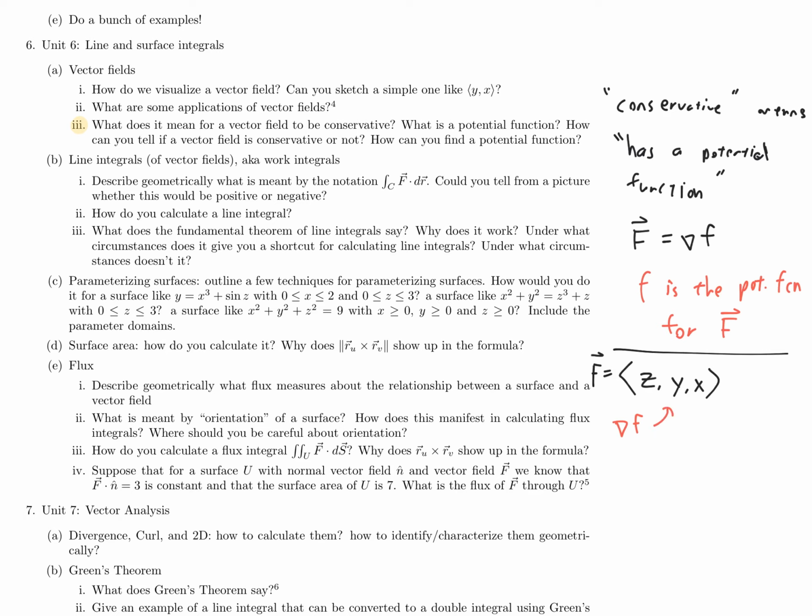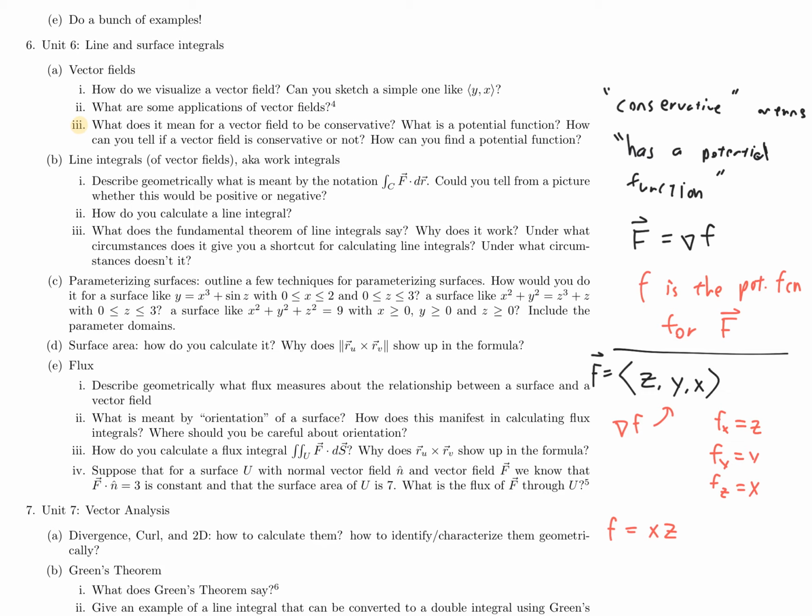That tells me that I need fx to equal z, I need fy to equal y, and I need fz to equal x. As I go through this, I'm going to say, okay, the derivative of f with respect to x should be z. So I might just take a guess here and say, okay, what if f was xz?